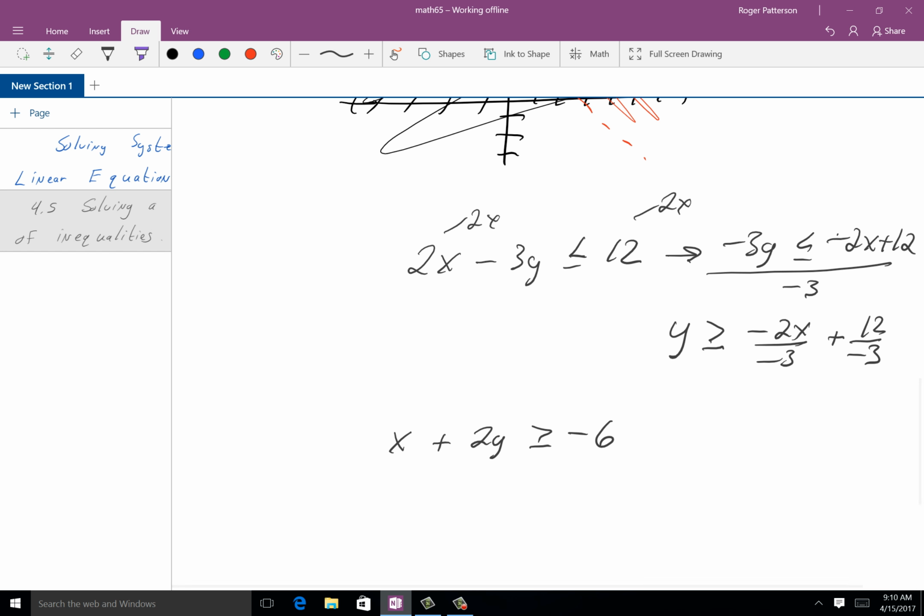Okay, now we'll do the same thing on the next one here. We have to solve, so we're going to move that x over. Divide by 2. Here I don't have to switch anything because it's a nice positive number. I'm just going to go ahead and divide that one.